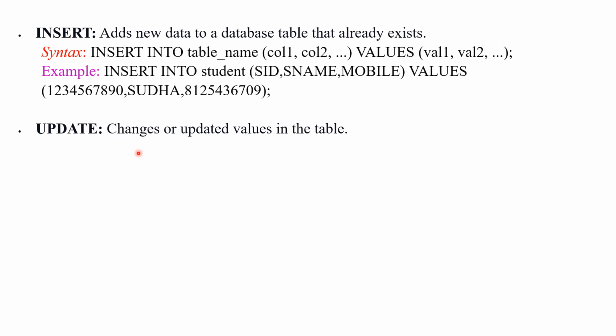Next, the update command. The update command is used for changes in the values. As we have created the rows in the table and if there are some mistakes or any updates in the table, that means if they have changed their mobile number, then we can modify the mobile number in the table with the help of update command. So the update command is used to change or update values in the table.